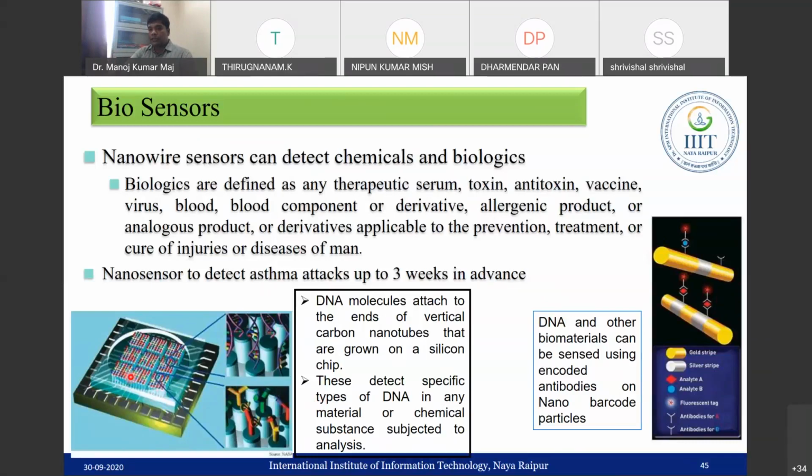And this is the structure of the nanobiosensors. Here we can see that these are all at the nanomaterial scale, and they are working like this. These are very tiny particles, and using these tiny particles we are mainly detecting our body symptoms in advance.